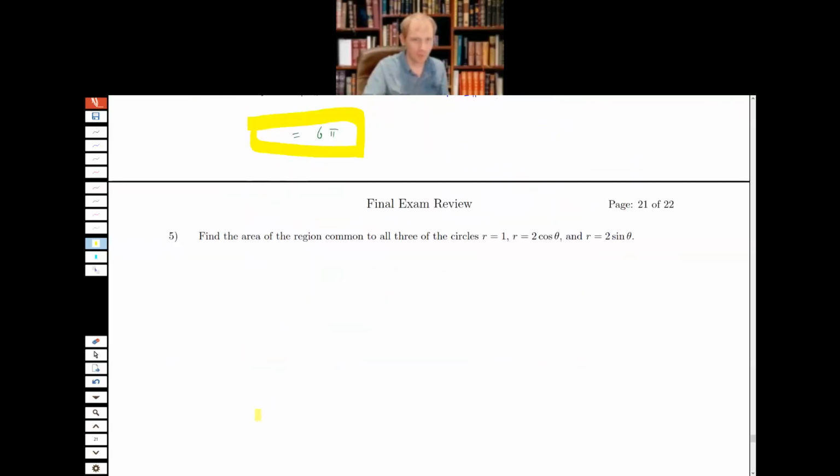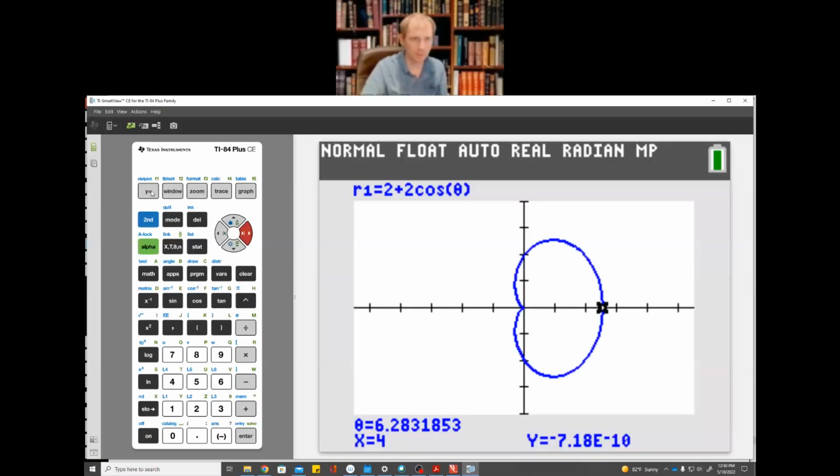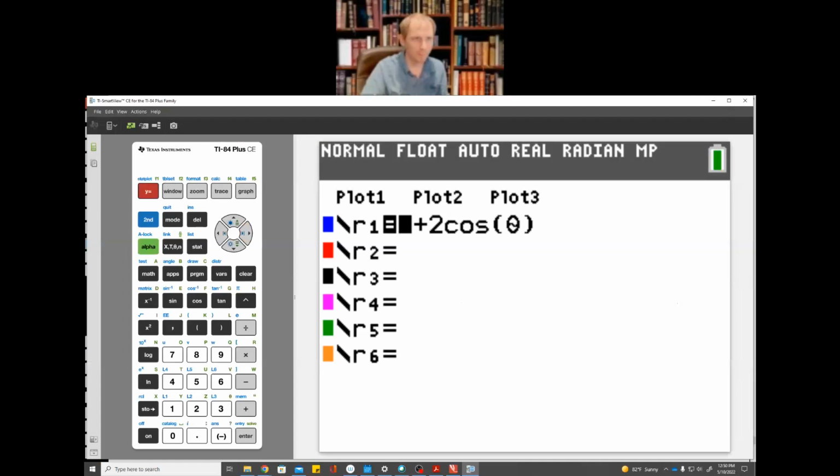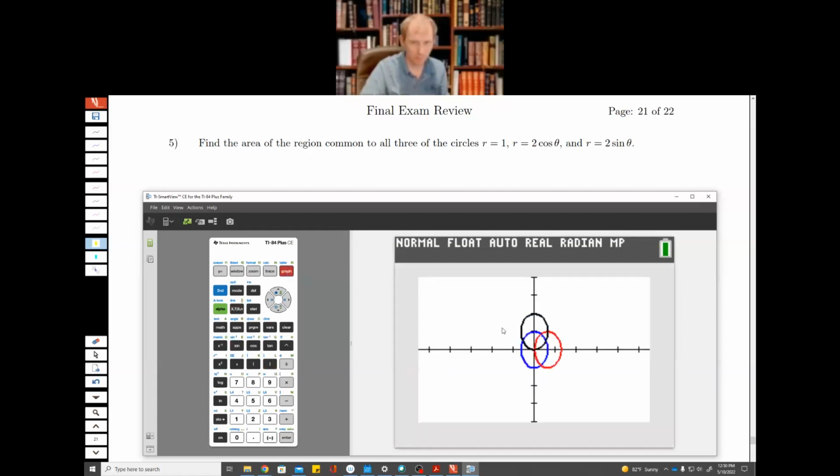All right, so here we have another area problem with polar. Find the area of the region common to all 3 of the circles. So I'm going to go ahead and graph this so that we can see the 3 circles. So our first graph is r equals 1. The second one is r is 2 cosine theta. And then I have r is 2 sine theta. Okay, so blue, red, and black.